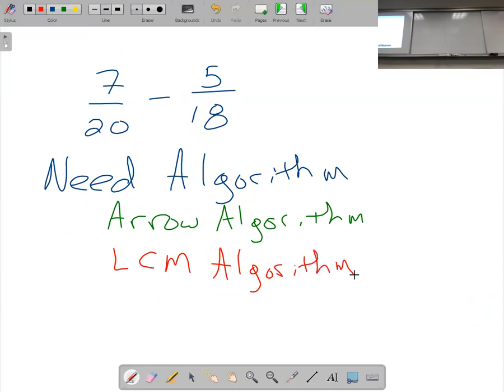So what I'd like you to do is try this either way. Try to use the arrows I drew a minute ago, or think back to how you were trained to do it with the LCM algorithm. So pick one way, go for it, get an answer.